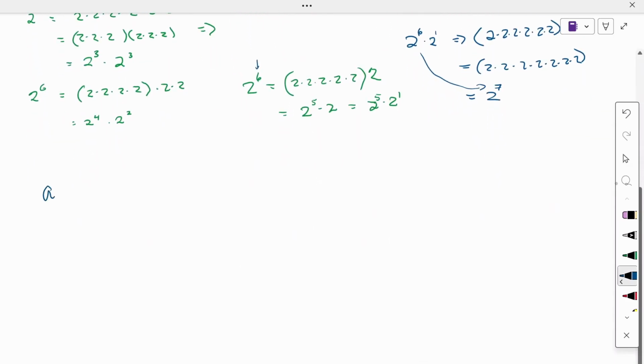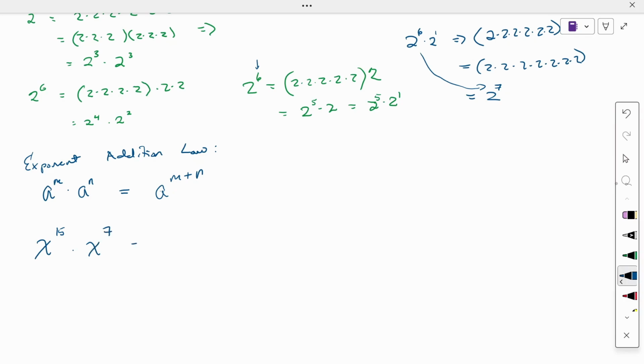So we say that whenever a number is raised to a power and it's multiplied by the same number raised to another power, we're going to add the exponents. So this is the exponent addition law. And this is really interesting because you could have something like x to the 15th power and you multiply it by x to the 7th power. And all you're going to do is add the exponents with each other. 15 and 7 is going to give you 22. Okay, and so now you have x to the 22.